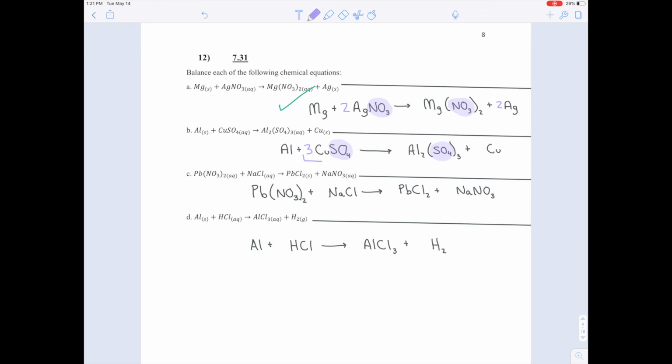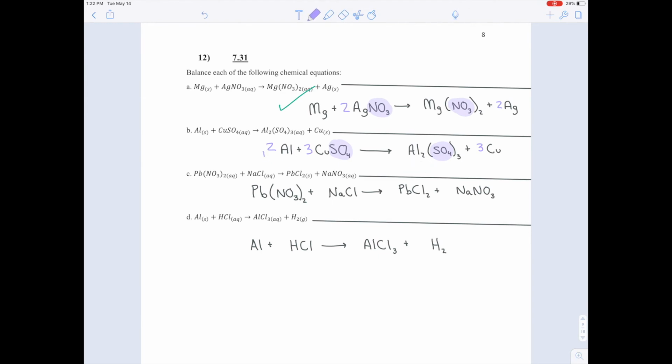Now we can balance the copper. There's going to be 3 coppers on the left, there's only 1 on the right, so I can multiply the 1 by a 3 to make the coppers balanced. Last but not least, I can multiply the aluminums. I have 2 aluminums on the right, 1 on the left, so I can multiply the smaller number by 2 to give me the larger number on the other side.